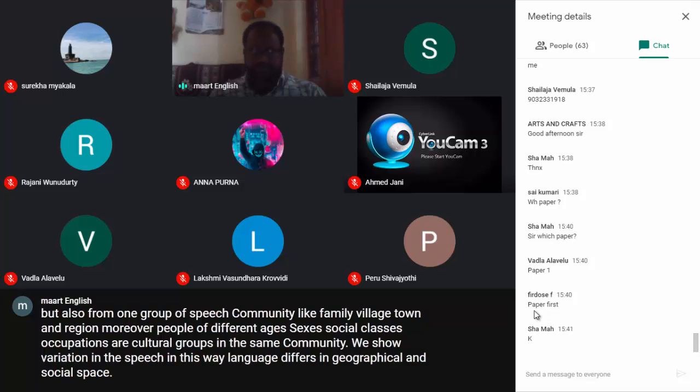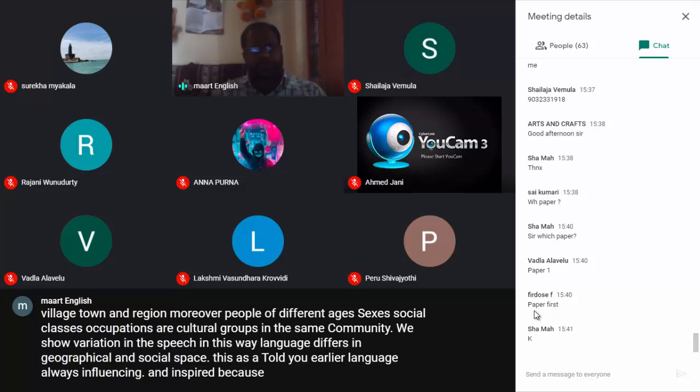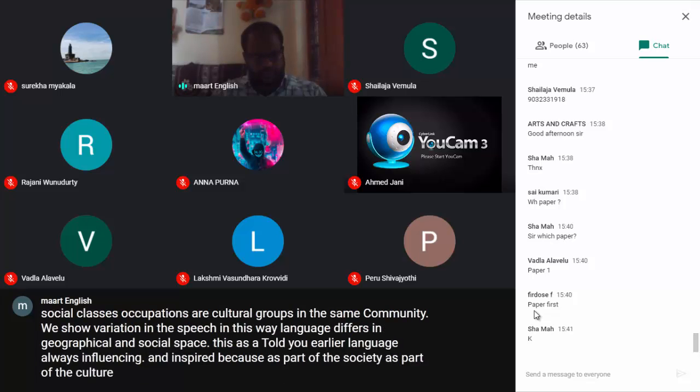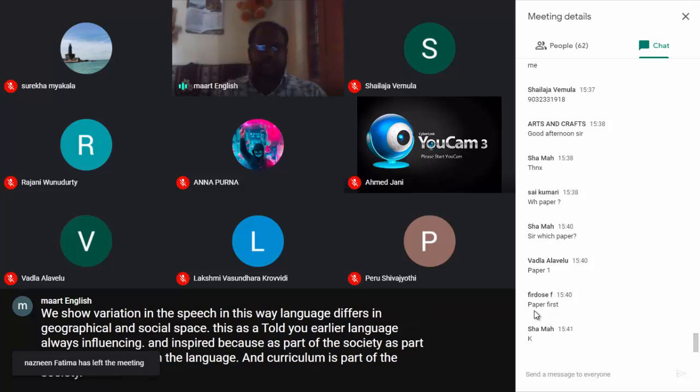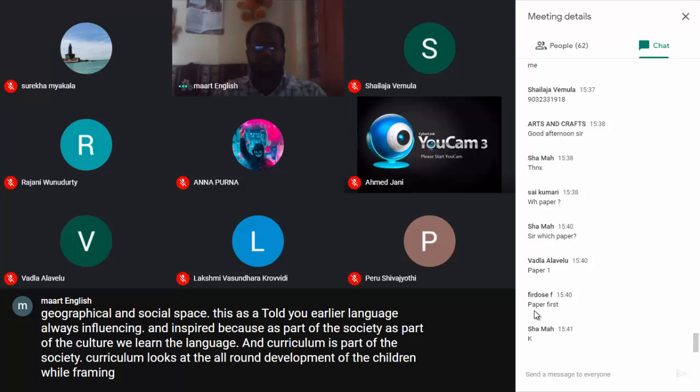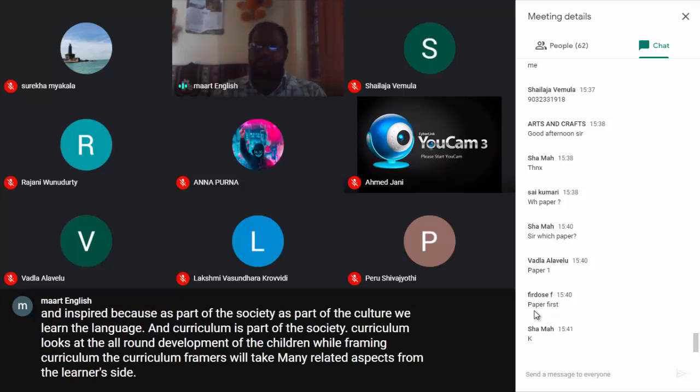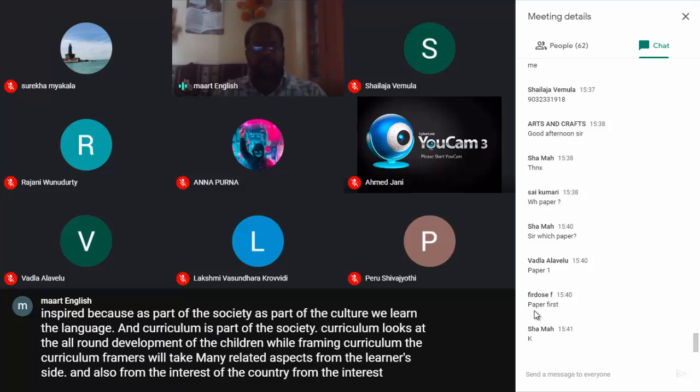As I told you earlier, language is always influenced and inspired because, as part of the society and the culture, we learn the language. And the curriculum is part of the society. Curriculum looks at the all-round development of the children. While framing the curriculum, the curriculum framers will take many related aspects from the learner's side and also from the interest of the country and the society.